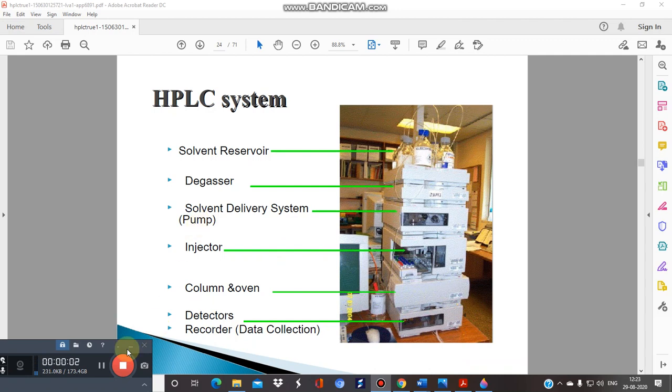I welcome you all to the next part of the HPLC video. So far we have covered the solvent reservoir system and the degasser. This is the solvent delivery system in which we use different types of pumps and injectors. We have also completed different types of injectors. Now we are going to cover the column, and the oven is also there.